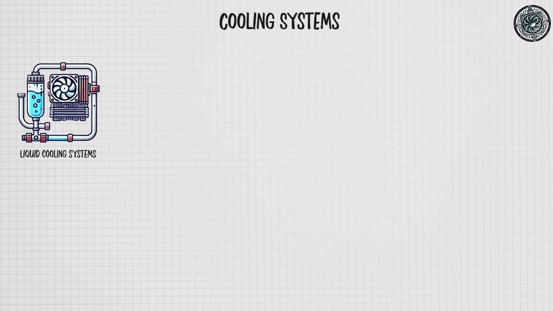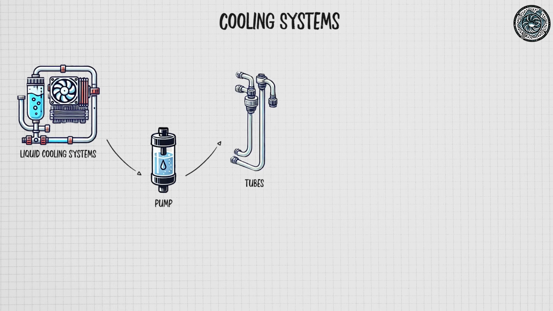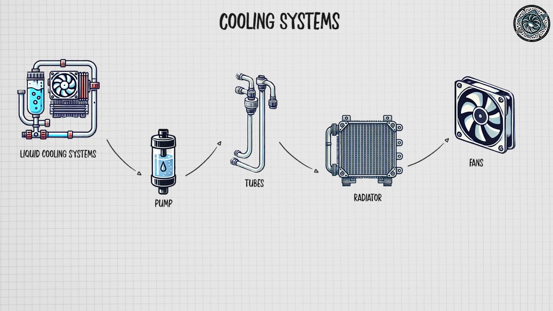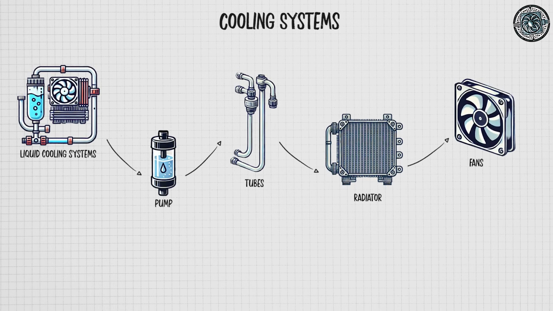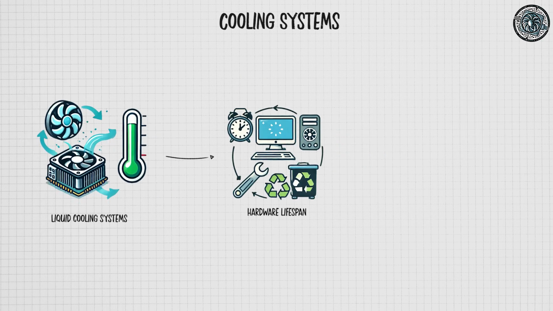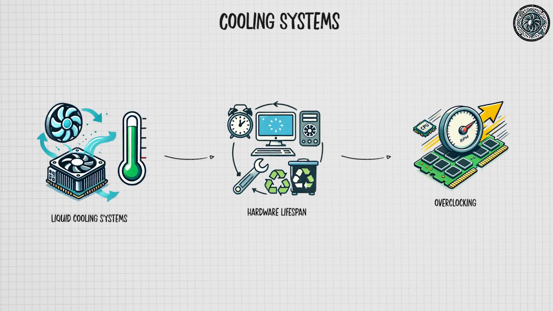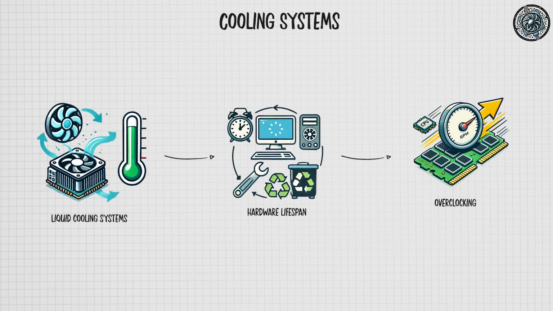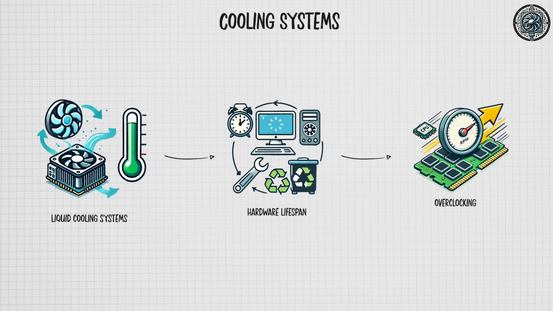Liquid cooling systems, which are more effective but complex, use a pump to circulate coolant through tubes to a radiator, where fans then dissipate the heat. Effective cooling is crucial for maintaining system stability, extending hardware lifespan, and allowing for overclocking, where components run at higher speeds than specified by the manufacturer.